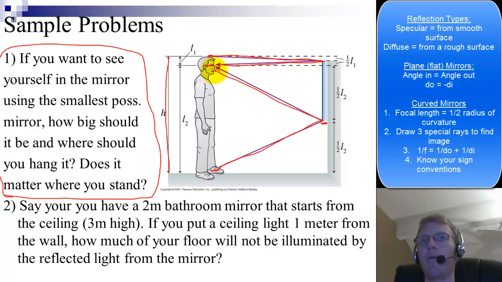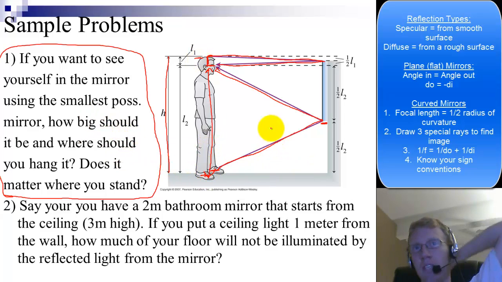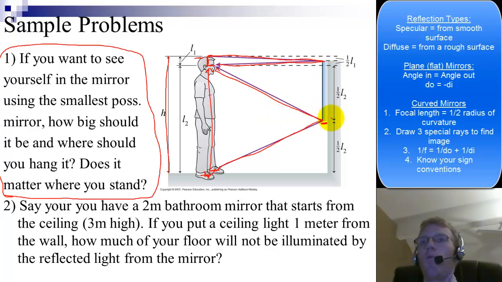Okay? So the top half of the mirror is half of this distance, and the bottom half of the mirror is half of this distance. So you essentially are taking half of your total height. So the answer to this question, without drawing another diagram beside what's given here, is the mirror should be 1/2 of your height. And where should it be oriented?